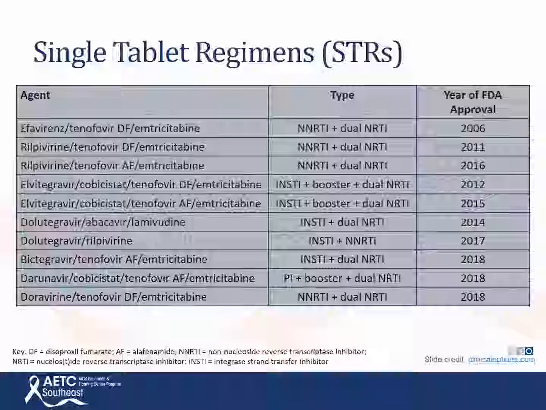So there are now 10 available single tablet regimens that are listed here, along with the year of FDA approval starting in 2006. The most recent single tablet regimens contain the new integrase inhibitor bictegravir, the new non-nuke doravirine, and cobicistat-boosted darunavir, the one most recently approved in 2018. Use of these co-formulated antiretroviral agents and once-daily dosing can reduce pill burden and simplify dosing schedules.